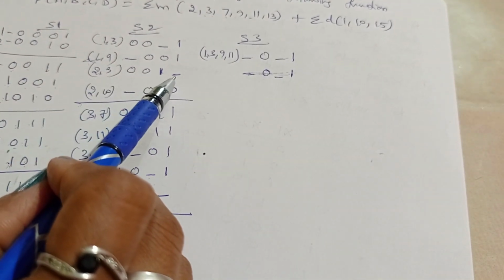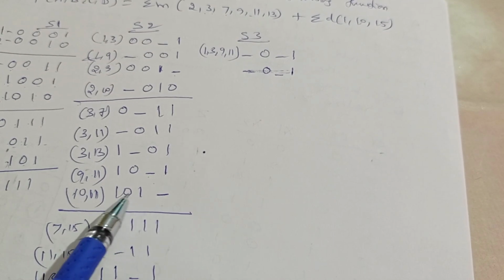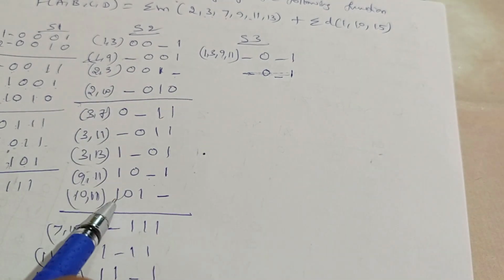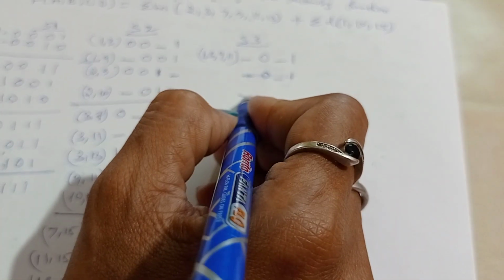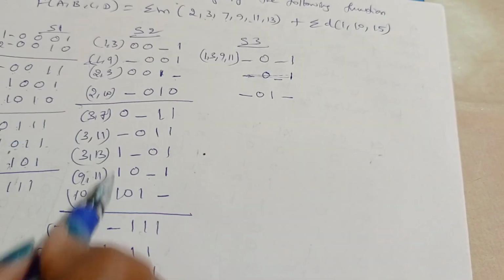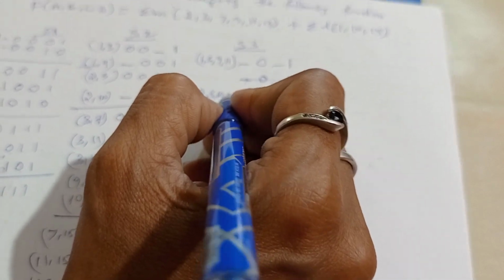Next. Last place hyphen. Only one. Hyphen 1 0. 1 0 hyphen constant. Here it is changing. So hyphen 0 1 hyphen, that is 2 3 with 10 11. 2 3 10 11.